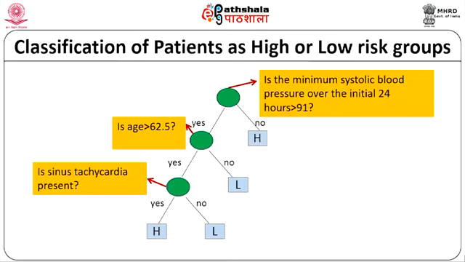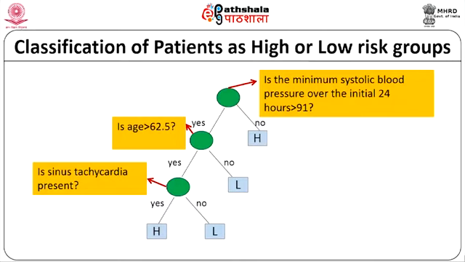If it is yes, then is the age greater than 62.5? If the answer is yes, then you check if sinus tachycardia is present. If it is yes, it is high risk. If it is no, it is low risk. If the age is not greater than 62.5, you go to low risk. So, this is a typical example of the classification of patients.